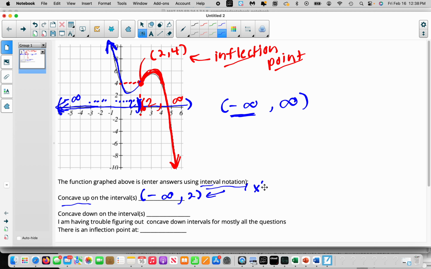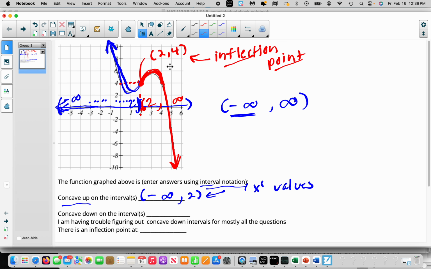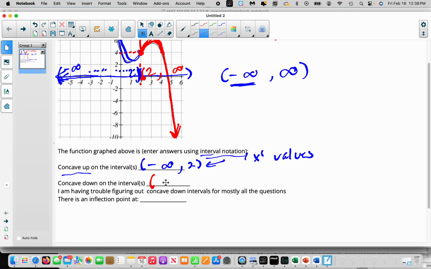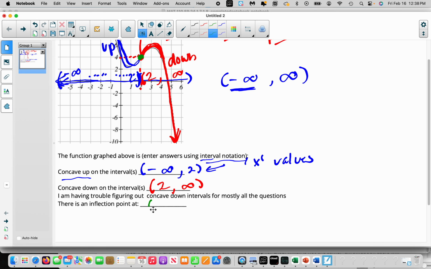These are my x values that I can put into my function for the entire time that it's concave up. Concave down, well, it starts to change right here at this point to 4, so we pick it back up when I start inputting a little bit bigger than 2 all the way to positive infinity is concave down. The point where it changes between up and down or down and up is my inflection point, 2, 4.